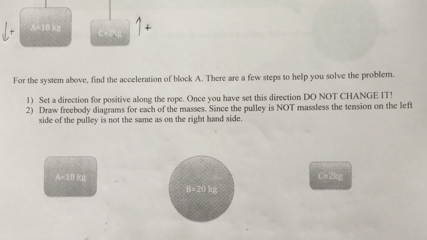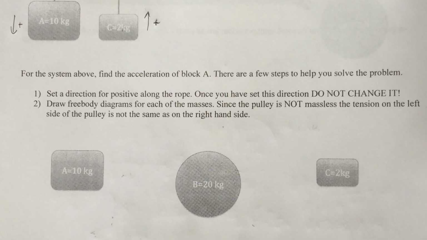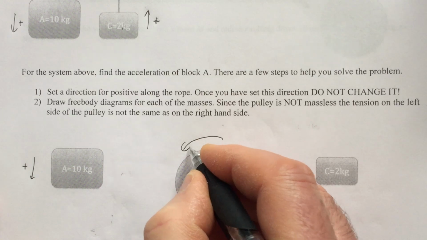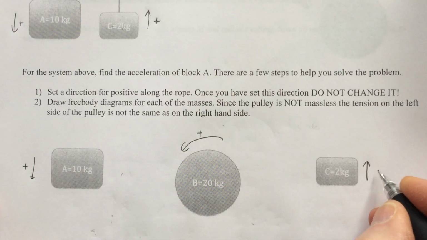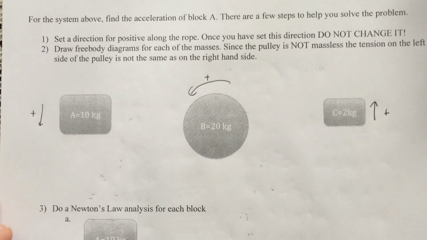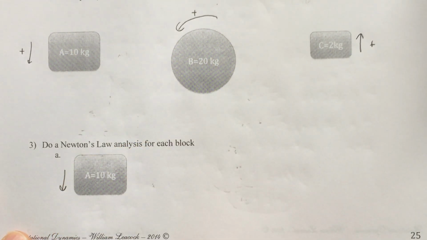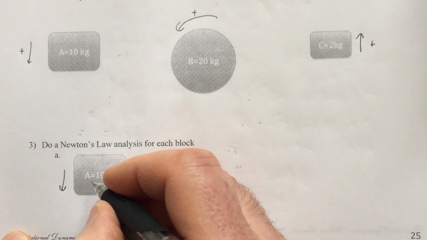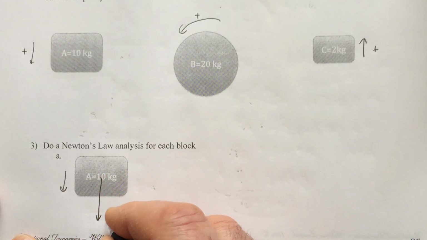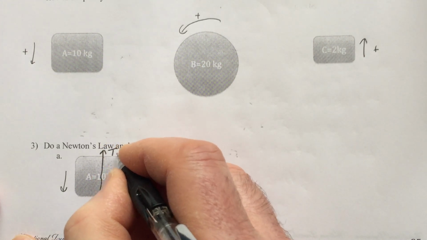Okay, don't change it. Now, guys, let's consider the direction of positive for each one of these bodies. That's positive there. That's going to rotate. It's positive there. And that guy's positive in that direction, based upon setting positive along the rope. We're now going to do a Newton's law analysis for each body. Well, of course, if I do the free body diagram for this guy, I'm going to have m of A times g down, and tension on A going up.